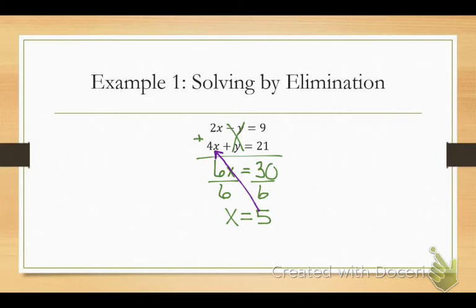Okay? So when you plug it back in and you solve for the other one, choose the one with the positive, if that's an option. All right? So we're going to use the second one. 4 times 5 plus y equals 21.